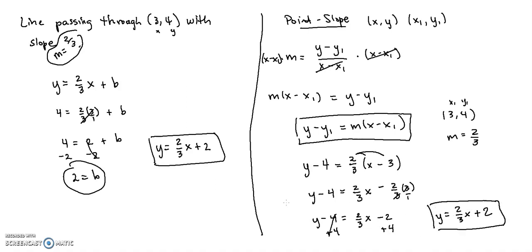Okay, so that's another method that you can use for finding the line. This one we used y equals mx plus b. So you can use slope-intercept or you can use point-slope. Either way is fine.